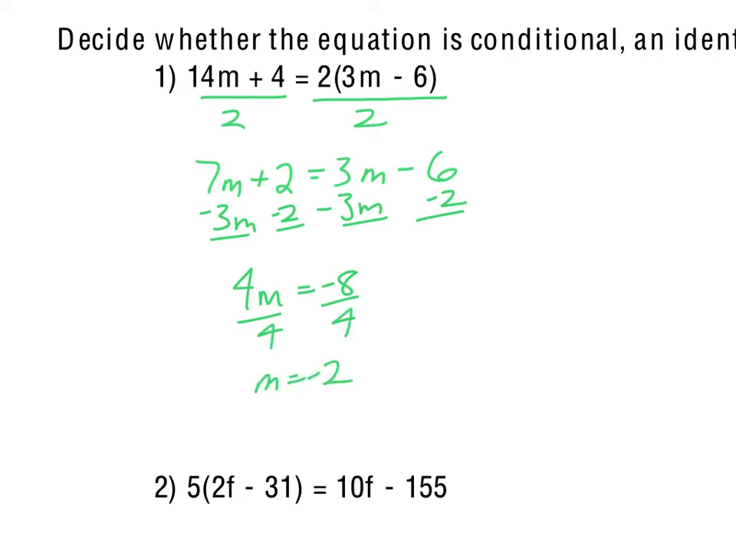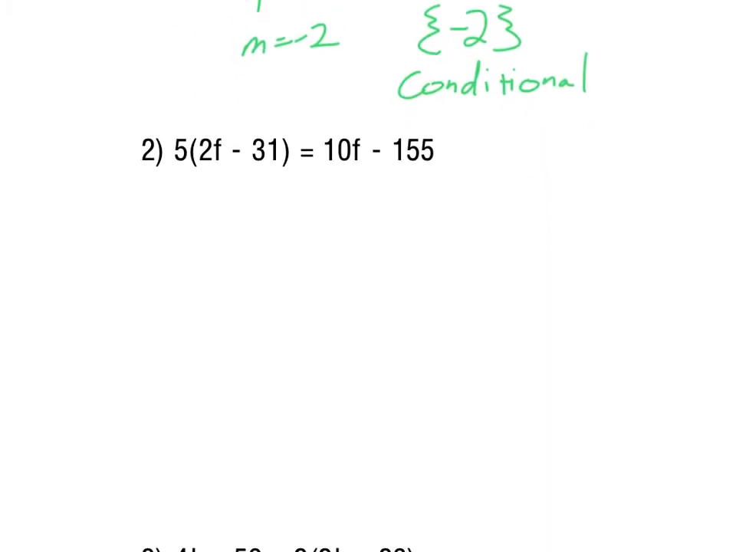So if I have m equals negative 2, then that's really my solution set, or if I want to be technical about it, I can write the solution set like this in set notation. And since there is a single solution, that means it is conditional. Oops. Yeah, I guess somehow I got rid of that L there, so conditional. There we go. Okay. Looking at number 2, same sort of thing.